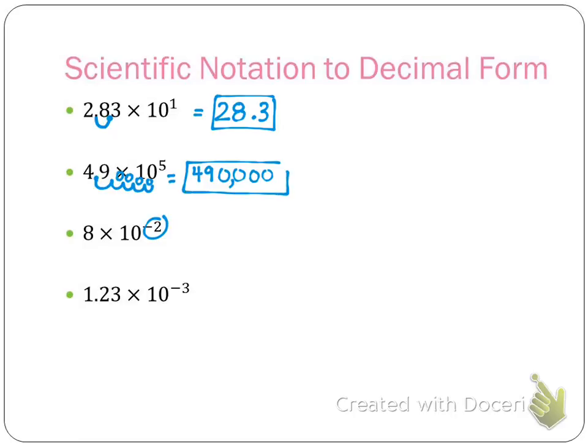Now, let me quickly tell you a mistake that people make when they're doing scientific notation. They say, oh, this just means how many zeros you put. No, that is not correct at all. It's how many places you move the decimal.